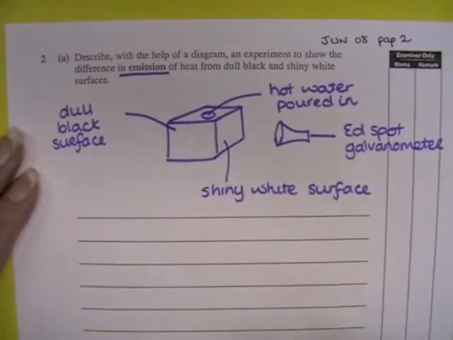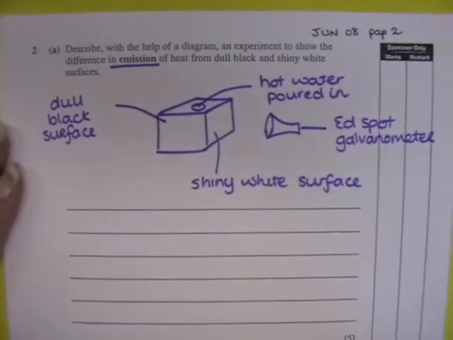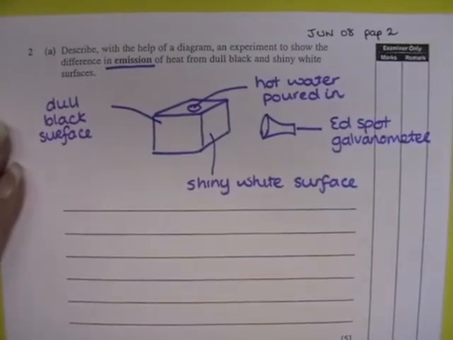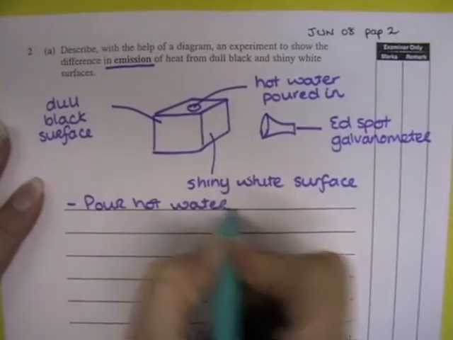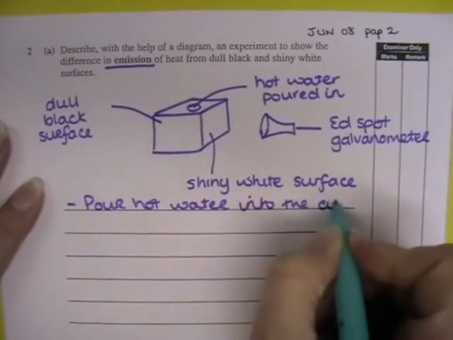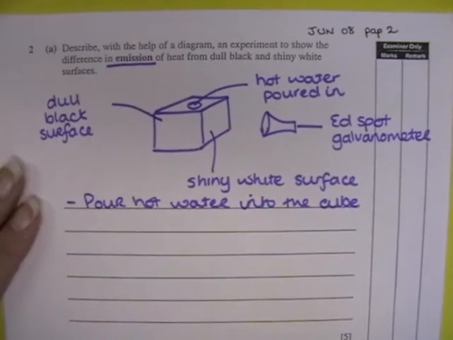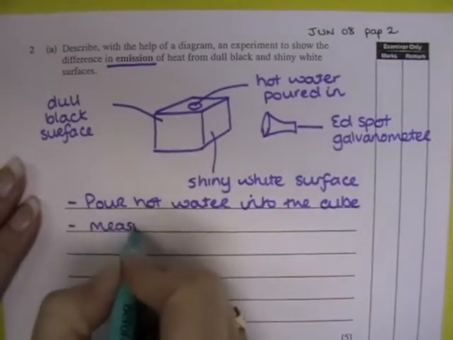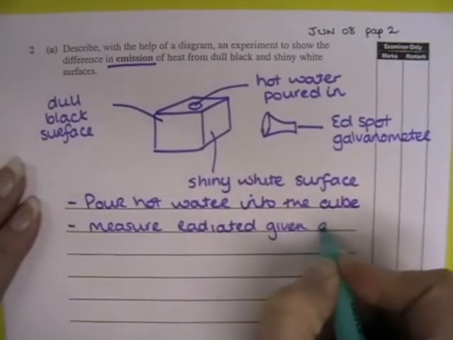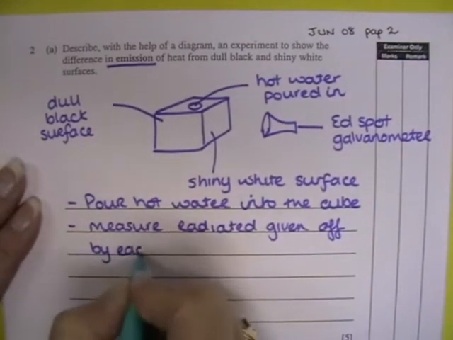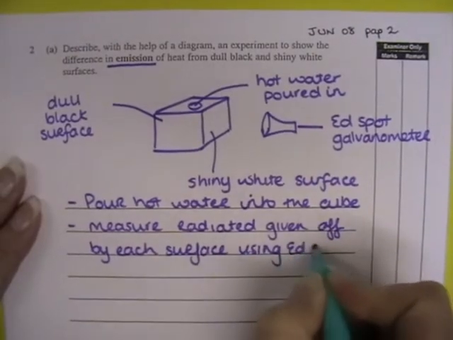So that's the diagram for the experiment, but we must still then describe the experiment. First of all, the first point is we pour hot water into the cube and put the lid back on to ensure that you don't lose a lot of heat by convection. Then we measure the radiated heat given off by each surface using the Edspot galvanometer.